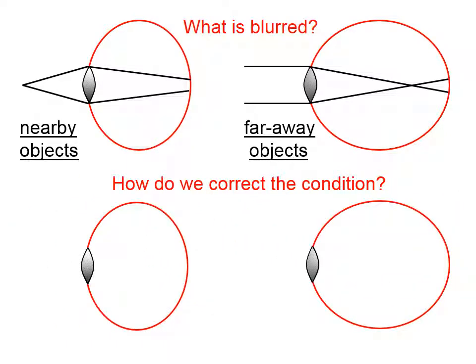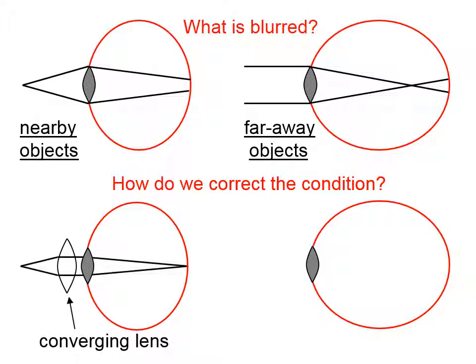So clearly what we need to do here on the left is this person's eye needs some help bending light even more than the eye itself naturally bends it. So this person will need a converging lens. The light rays will be converged by the lens and then converged further by the eye to give us a nice sharp image.